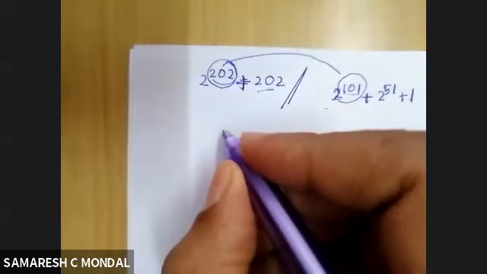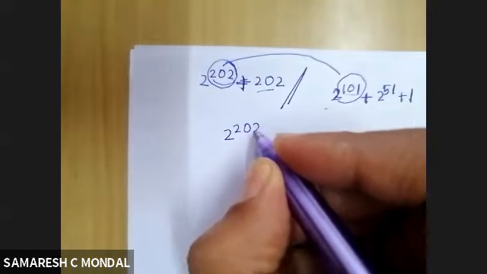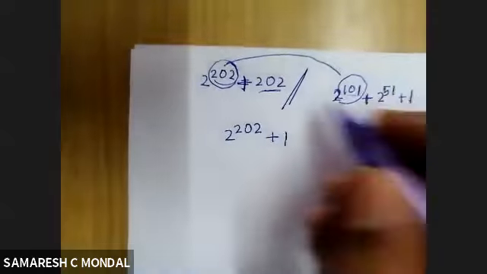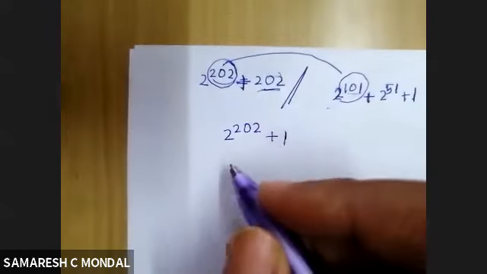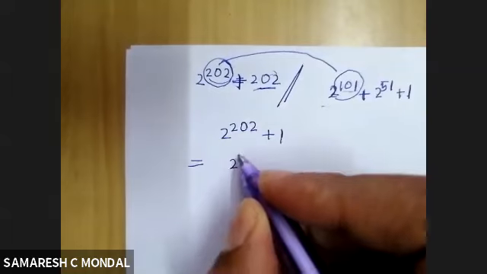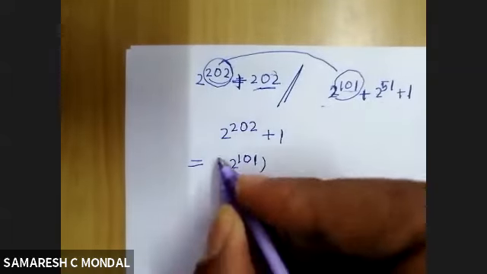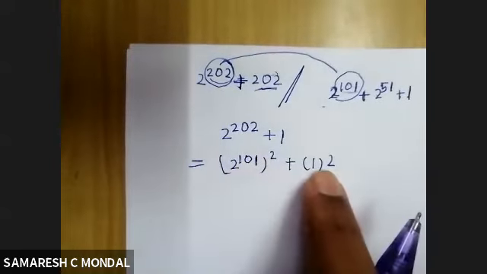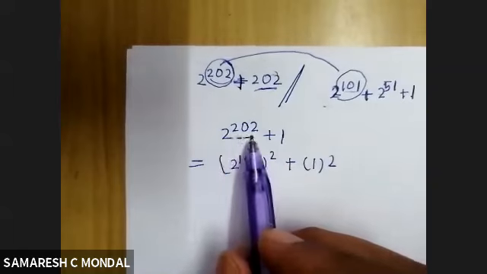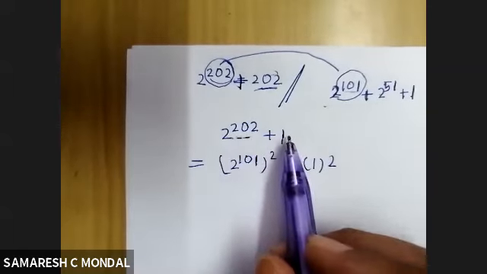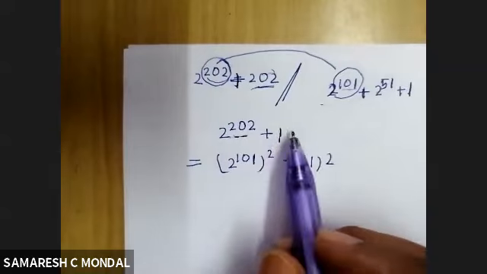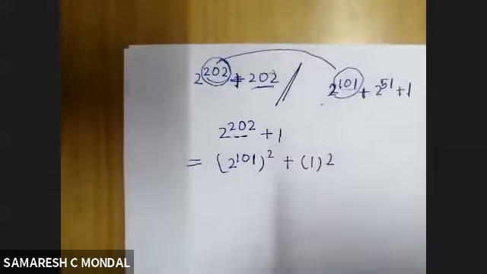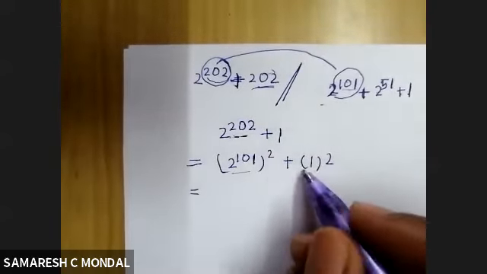So what I'm going to do, I'm going to write 2 to the power 2002 plus 1, because this will be very huge. This is not a perfect square. So can I write it as 2 to the power 101 the whole square plus 1 square? So that is a square plus b square. I hope you understood why I took 2 to the power 101 and why I took 1. Why I took only 1, you could have written 16 plus something; that also I'll tell you. You will be able to see why. So this is a square plus b square.